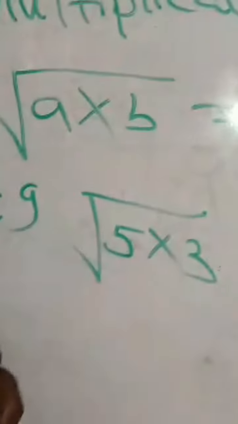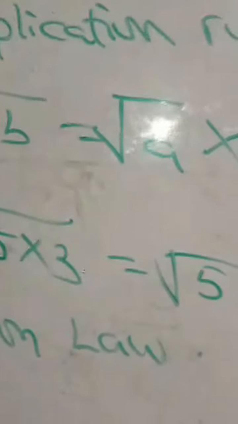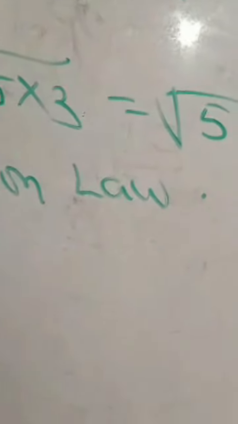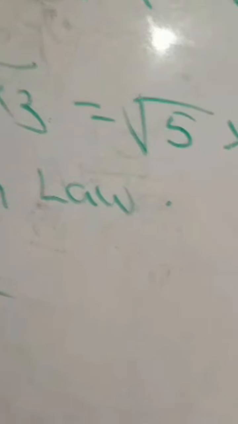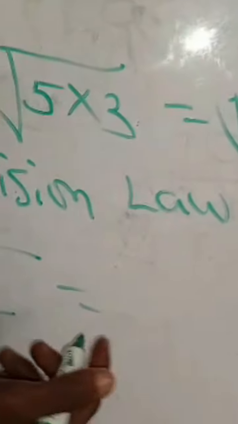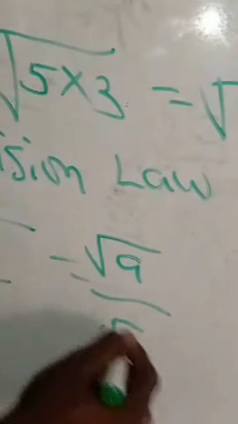Then number 2, which is the division law. The division law states that root of a over b... In this process, like I have said, the root is affecting both a and b. So it's now going to be root a over root b.